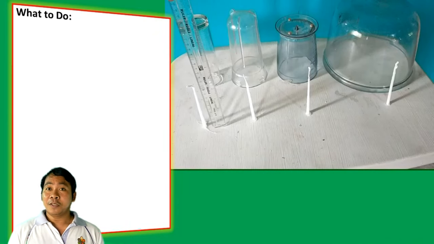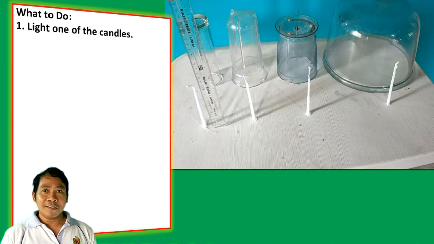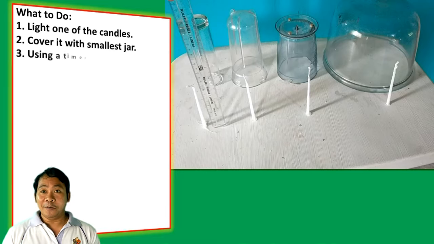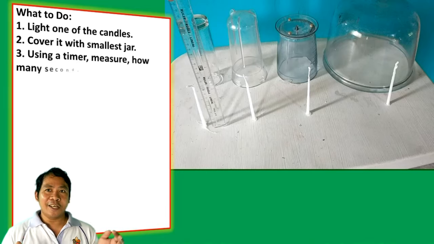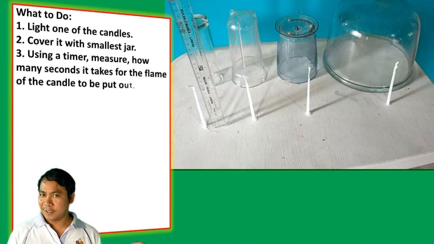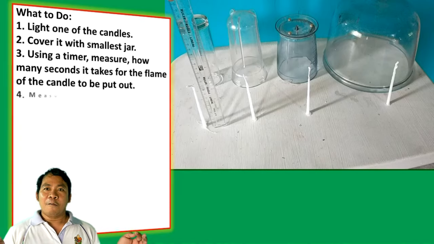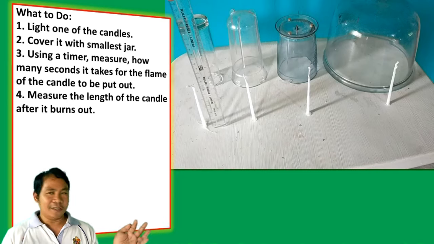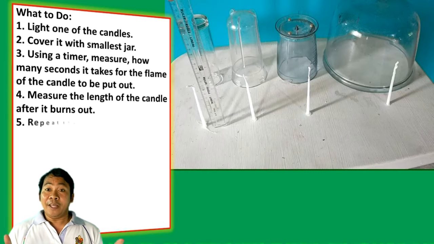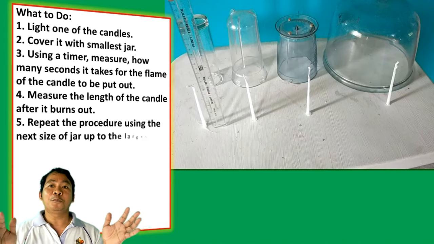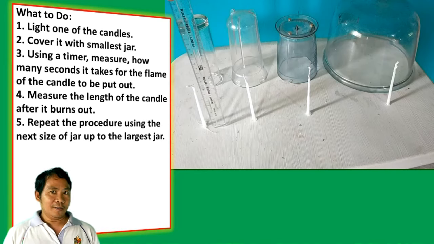What to do? Light one of the candles, cover it with the small jar. Using a timer, measure how many seconds it takes for the flame of the candle to be put out. Measure the length of the candle after it burns out. Repeat the procedure using the next size of jar up to the largest jar.